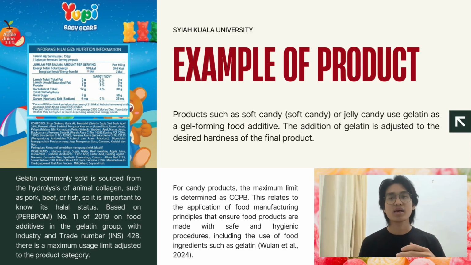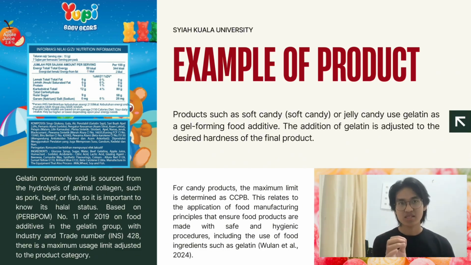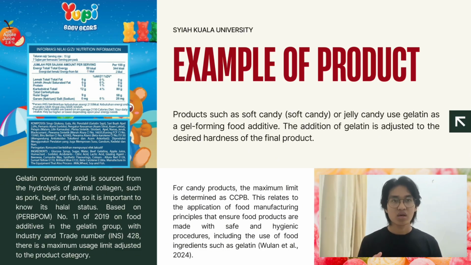For the example of the product, we take UP gummy bears as a sample. They use gelatin as their gel forming agent. So the gelatin makes the texture of the product like jelly candy. Gelatin that is commonly sold is from the hydrolysis of animal collagen, such as pork, beef, or fish. And it's important, as we know in Indonesia, that we have to make sure it's halal.